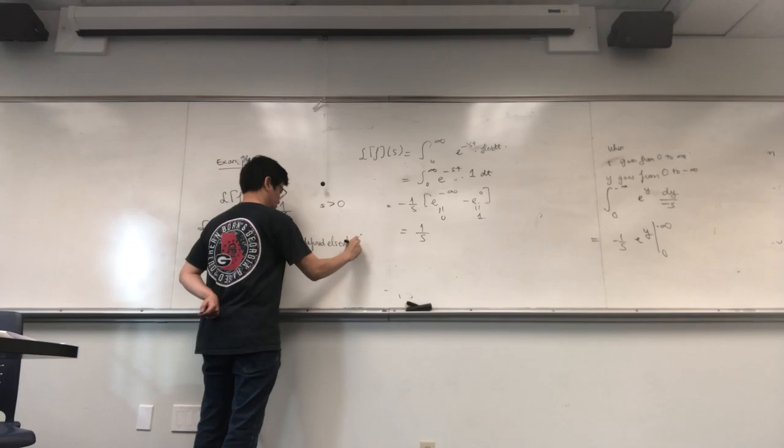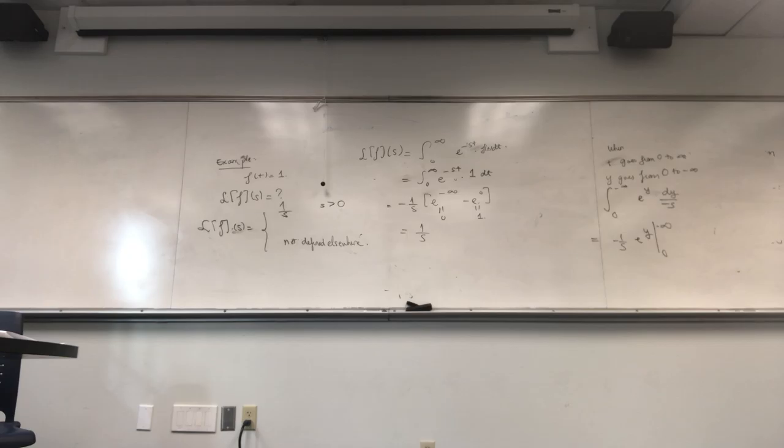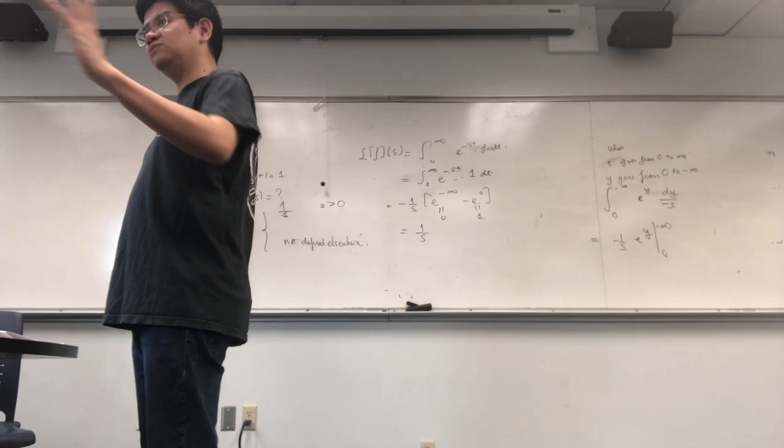All right, so this is going to be 1 over s only when s is positive, and this is not defined when s is 0 or negative. Right? So this is a function defined only on half of the line.